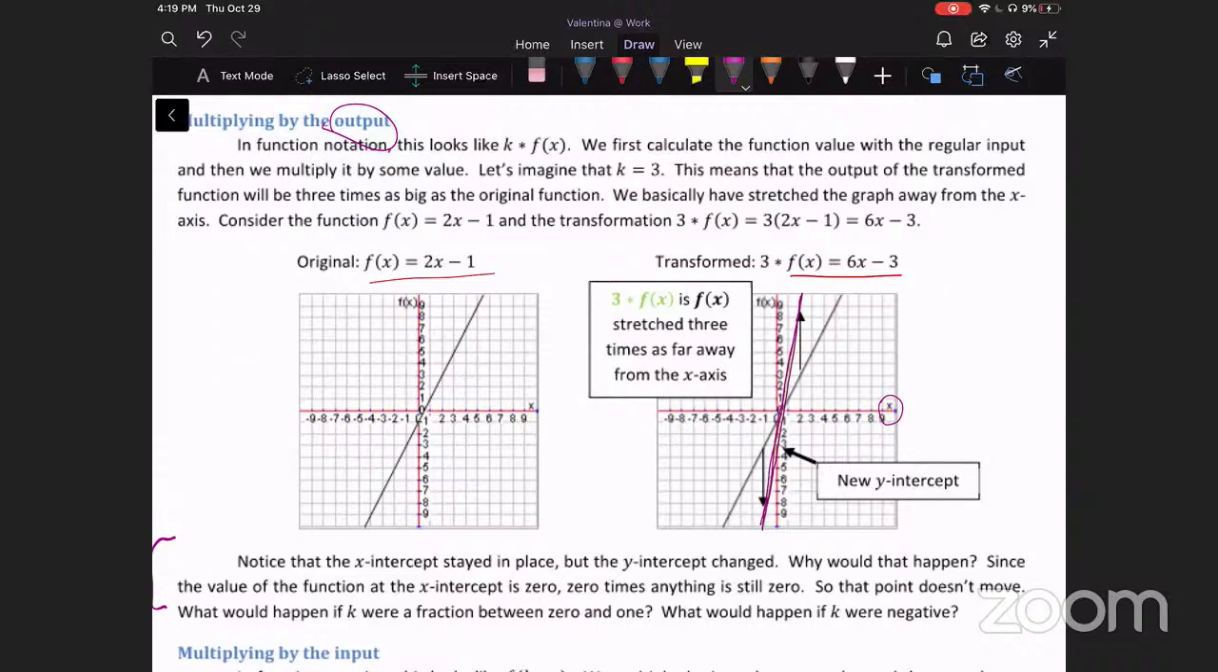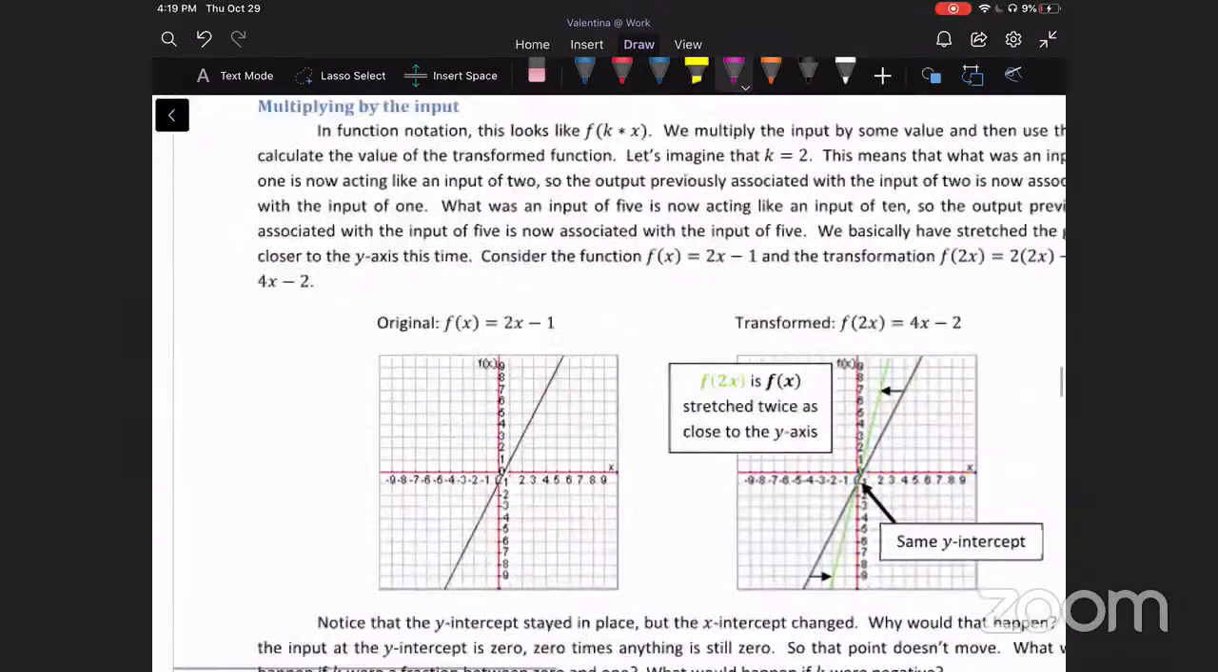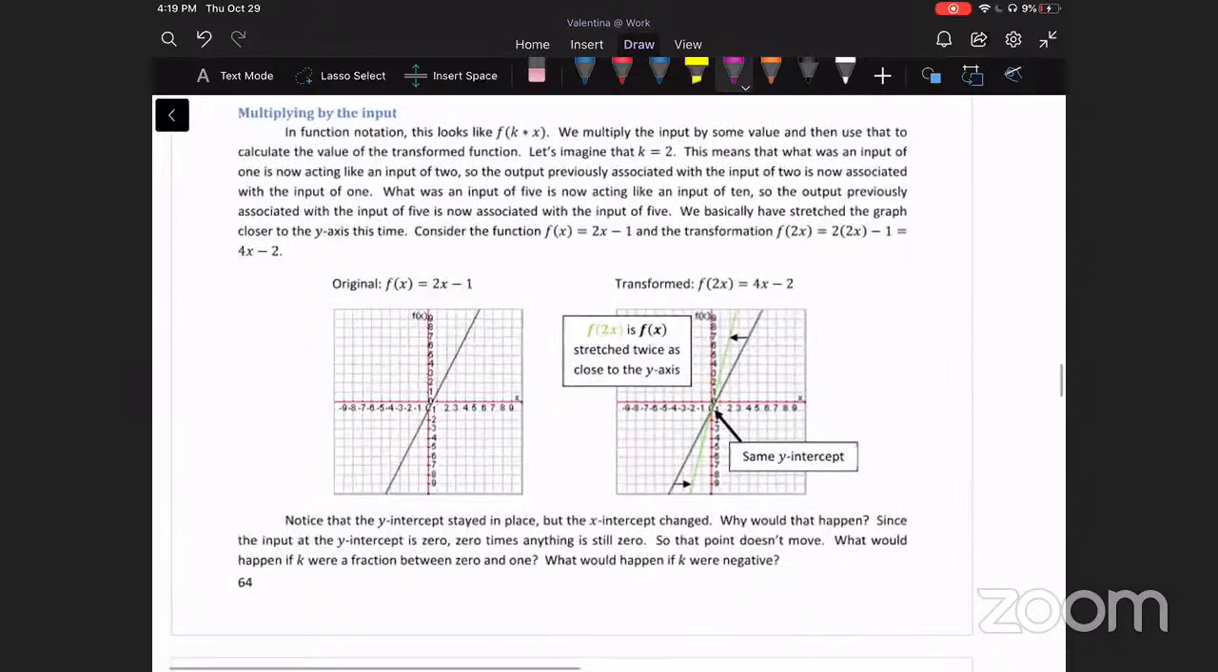So then you would expect the opposite, right? A horizontal stretch to happen if you multiply by the input. So to multiply your x value by something, you would get f of 2x equals 4, 2x, right? Oh, it's 2x minus 1. And so f of 2 times x equals 4x minus 2.